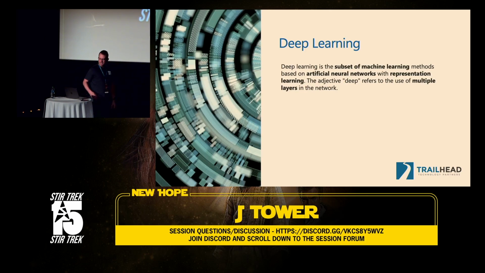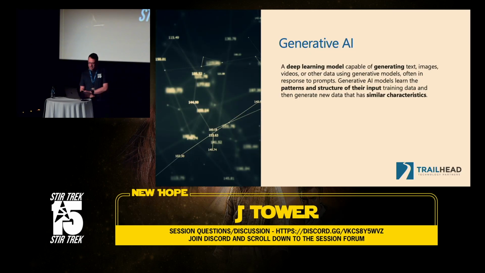Deep learning. This is really a subset of machine learning that's based on these neural networks and something called representational learning. And what makes deep learning deep is just the large number of layers that are being used in the neural network. So we'll talk about this more when we're talking about some of the tools as we get into it. Of course, everyone's familiar with generative AIs.